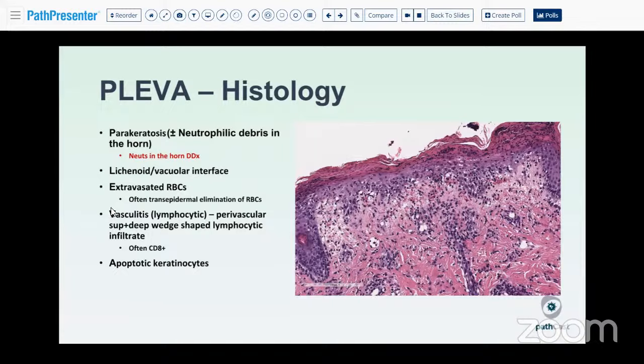Not our typical LCV neutrophilic vasculitis, but lymphocytic vasculitis, which is really to say a superficial and deep perivascular lymphocytic infiltrate. It's often CD8 predominant. And A is for those apoptotic keratinocytes. So those dyskeratotic, apoptotic, dead red keratinocytes that are going to be scattered throughout our epidermis.